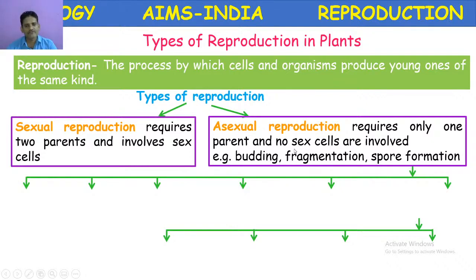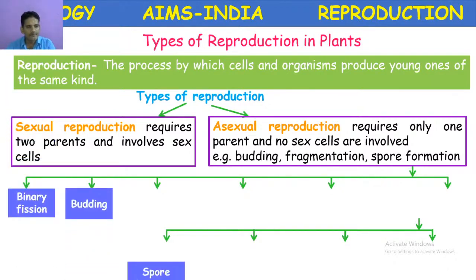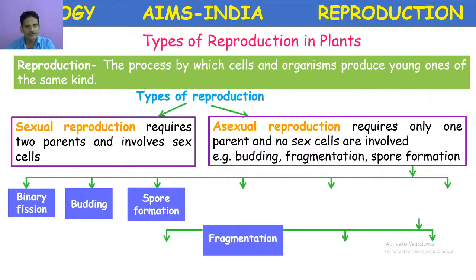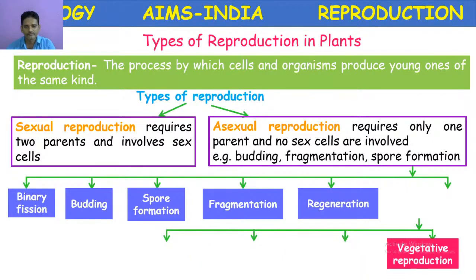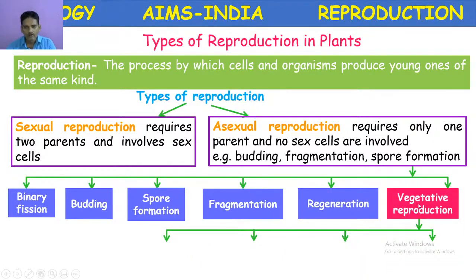So there are several types of asexual reproduction. Let us go through one by one. Binary fission, budding, spore formation, fragmentation, regeneration, vegetative reproduction. Vegetative reproduction is also a type of asexual reproduction. Why? Because here there is no production of gametes and no fusion of gametes. That's why vegetative reproduction is also one kind of asexual reproduction.